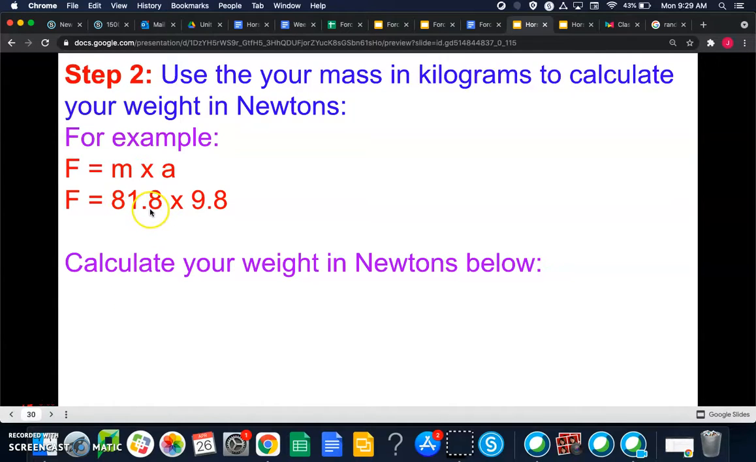But for me, it's going to be 81.8, and then we're multiplying times 9.8. That's the acceleration due to gravity. So that's what I'm going to use to calculate my weight. I'm going to take my mass from step 1, and I'm going to multiply by 9.8, and that's going to be 801.6, and that's newtons. So you'll write this up here. Down below, you're going to do the exact same thing, but instead of 81.8, you're going to put in whatever mass you got for yourself in step 1.